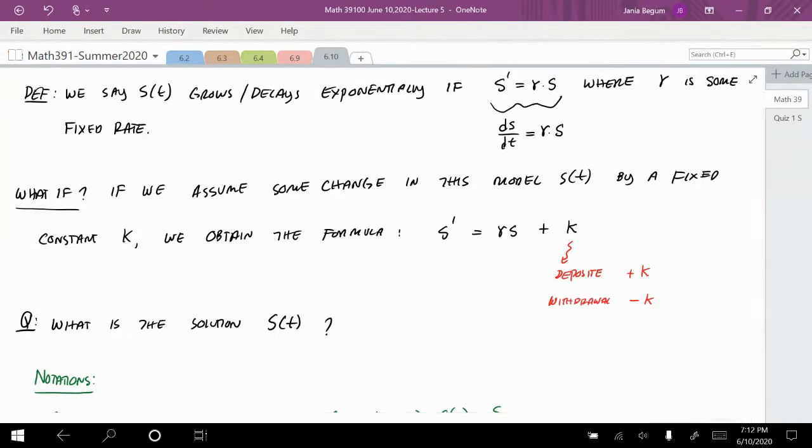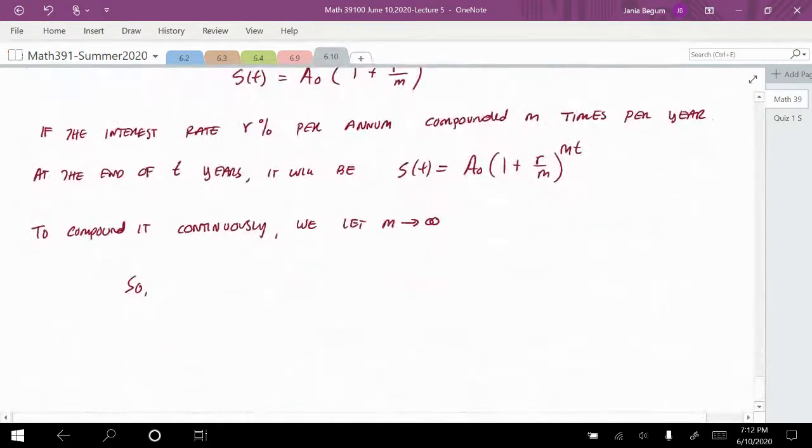When k is added, we're going to modify it. So what is the solution? Well, the solution is this S of t, but we want to compound it continuously. So we take the limit as m goes to infinity, and that will be our final stage for this problem. So observe what happens. As m goes to infinity, we have S of t is equal to the limit as m approaches infinity of this entire formula: a0 times 1 plus r over m, to the m times t power, right?